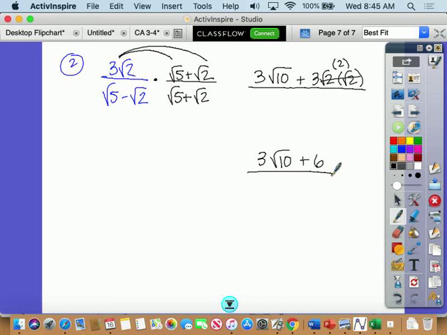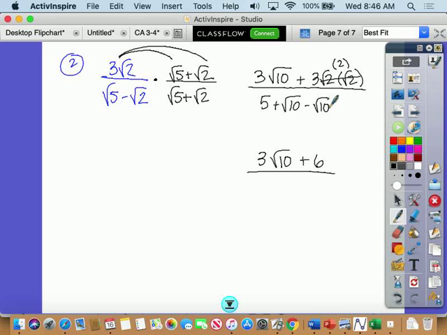All right, in the denominator, we do first, outer, inner, last. Square root of 5 times square root of 5 is square root of 25, which is 5. Then we do square root of 5 times square root of 2, which is square root of 10. First times first, outer times outer. Inner times inner is negative square root of 10. Are you noticing a pattern here? The middle numbers always cancel out.